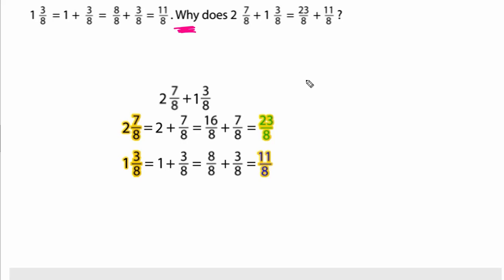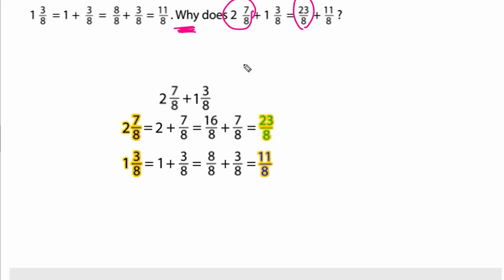Okay, in fact, my heroes, they are the same. And the question asks us why they are the same. I don't want to waste time, so let me do this. This mixed number is the same. Can I say it? Because the denominator is the same.